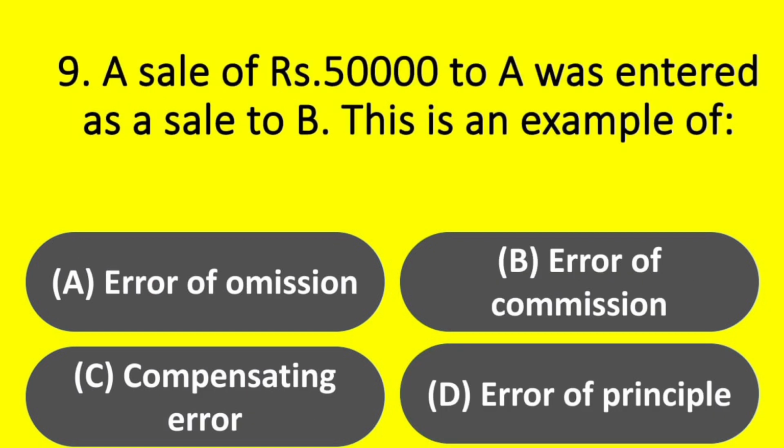Next question. A sale of rupees 50,000 to A was entered as a sale to B. This is an example of options A, error of omission, option B, error of commission, option C, compensating error, option D, error of principle. Answer. Option B, error of commission.